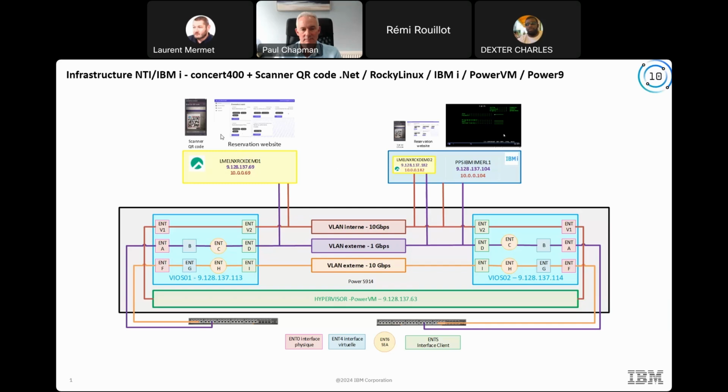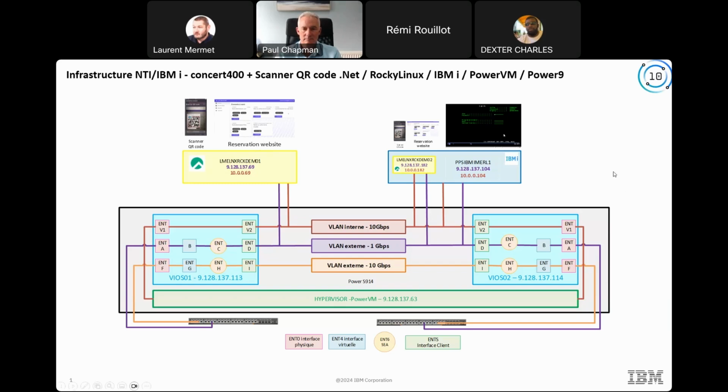On each partition, we have created two containers. One container with the website with all the information for booking a concert, and one container with the scanner for QR codes to validate that the ticket is okay and you can go into the concert. And it's also the same containers in the small Linux partition.